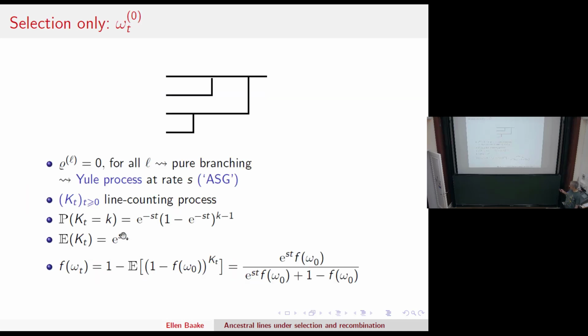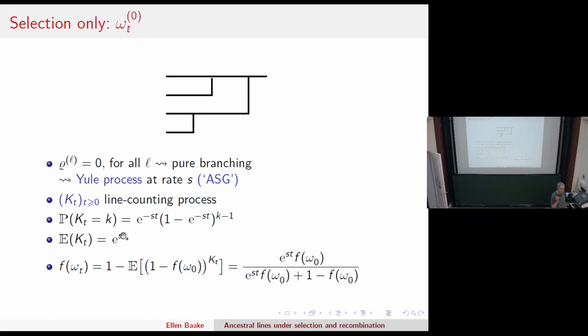Let's start the recursion with omega_0. That's the case where there is no recombination, so that is a pure branching process, a simple Yule process at rate s. Let its line counting process be K. It's well known that at time t, it has a geometric distribution with parameter e to the minus st.